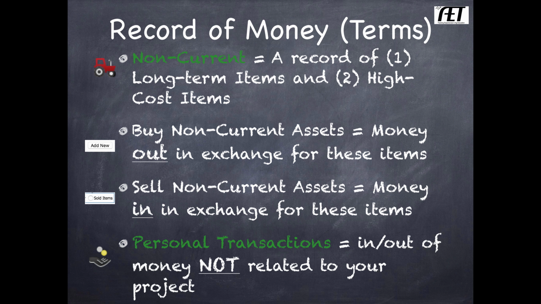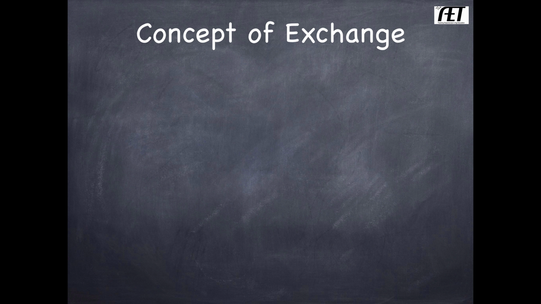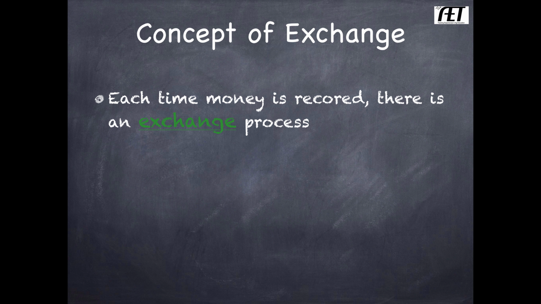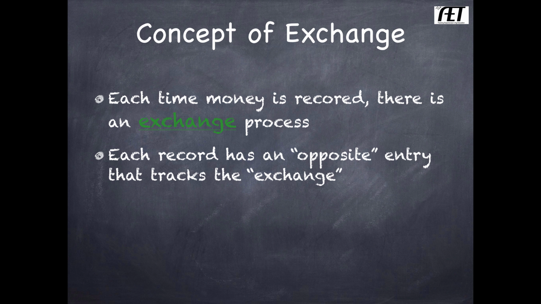So these are some of the common terms, but they really all start to lead us to the concept of an exchange. So every time money's transacted, there's this swap I've talked about. Like I opened my wallet and went and got a $400 show animal. So I opened my wallet, gave them $400, they gave me the animal back. There's always this exchange process. It really is identifying there's always an opposite entry that tracks this.